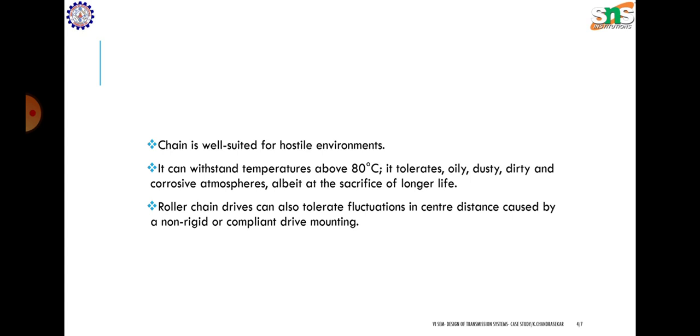From this you can see here, the roller chain can also tolerate fluctuations in center distance caused by non-rigid or compliant drive mounting. So when there is a misalignment or the sprocket is not fitted in the correct position, this chain drive is still efficient.